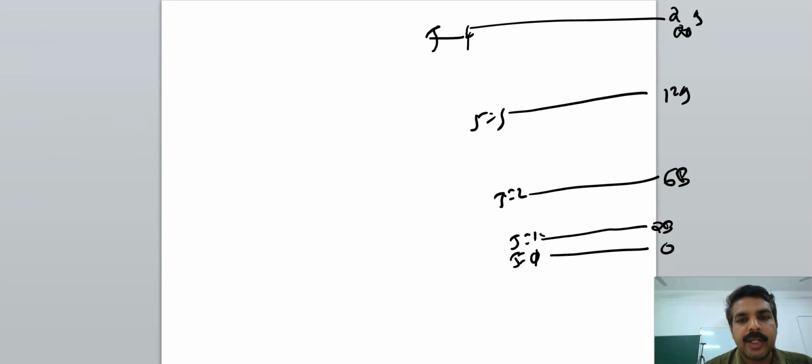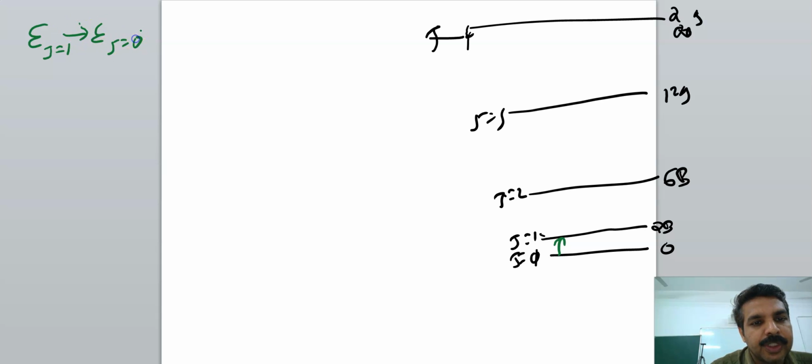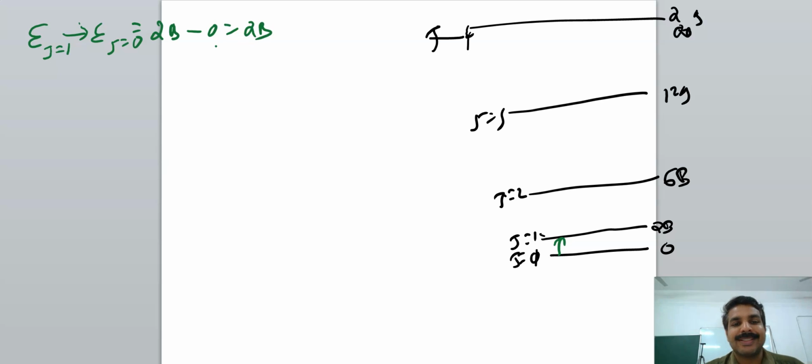And if we calculate the energy for the transition from one level to the next level, that is from 0 to 1, we can calculate it as E(J=1) minus E(J=0). J equal to 1 is 2B, so it is 2B minus 0, which is equal to 2B. So the first line is observed at an energy of 2B. And the second line is from the first level to the second level.